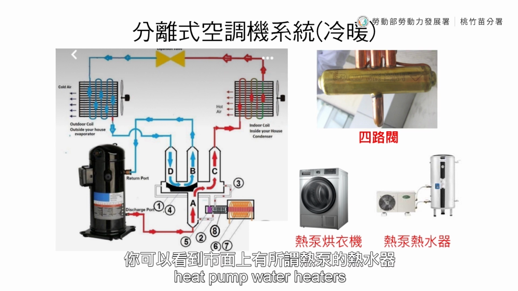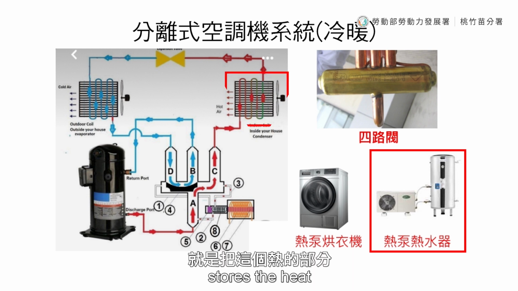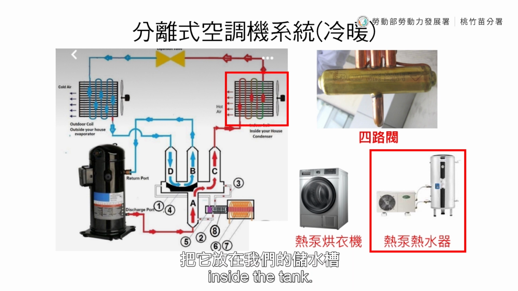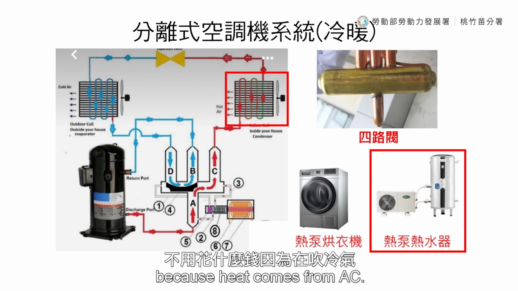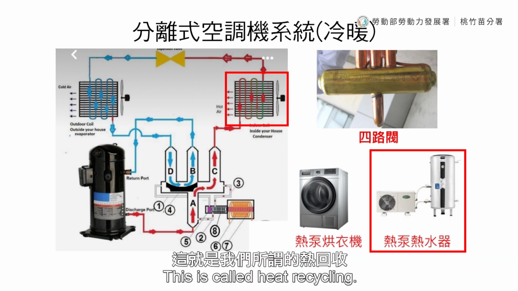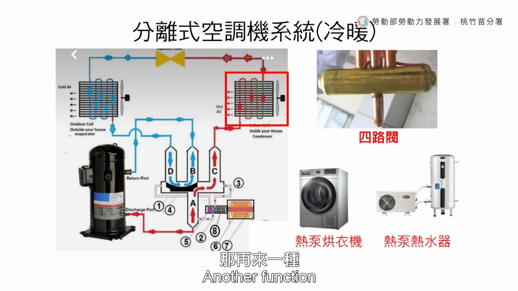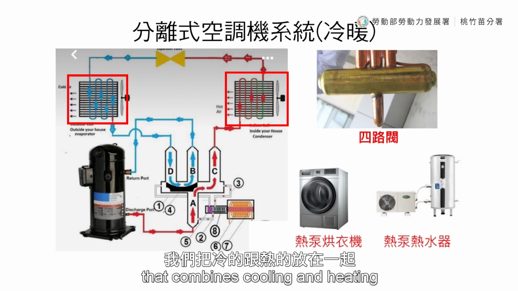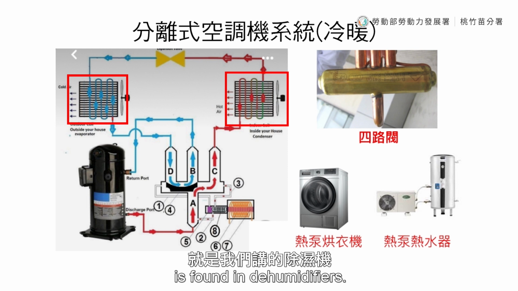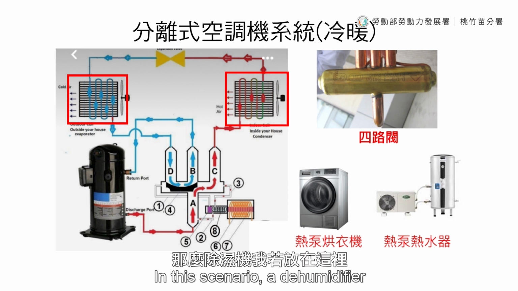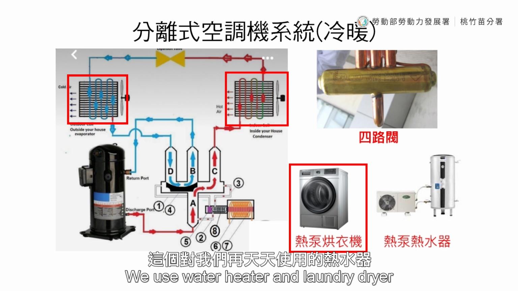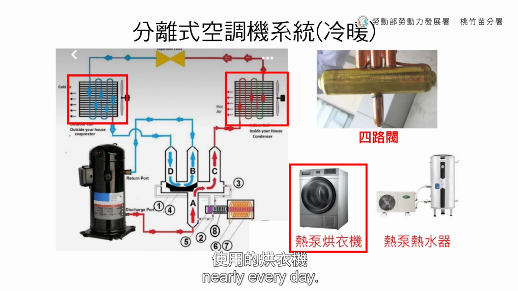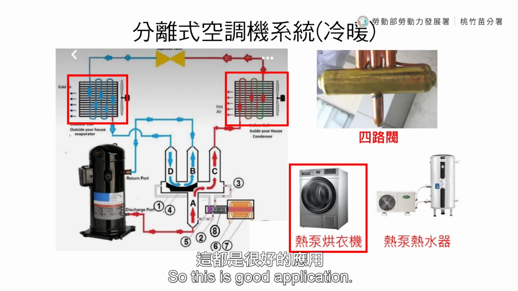In addition to this, heat pump water heaters store the heat inside the tank. Our hot water is almost free because heat comes from AC. This is called heat recycling. Another function that combines cooling and heating is found in dehumidifiers. In this scenario, a dehumidifier also works as a heat pump laundry dryer. We use water heater and laundry dryer nearly every day. This is a good application.